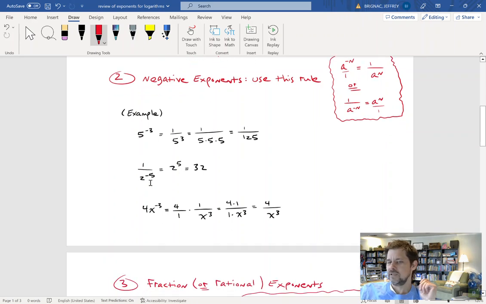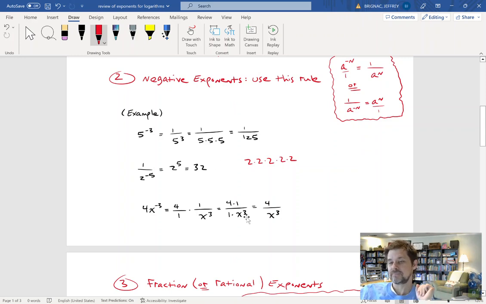What about this one? 1 over 2 to the negative 5 power. According to this, if that number has a negative exponent under the bar, I can move it above the bar and it will be positive. So 1 over 2 to the minus 5 power is 2 to the 5th power. Again, that means take the 2 and multiply it by itself 5 times, so 2 times 2 times 2 times 2 times 2. If I did this one number at a time, I would work my way up to 32.